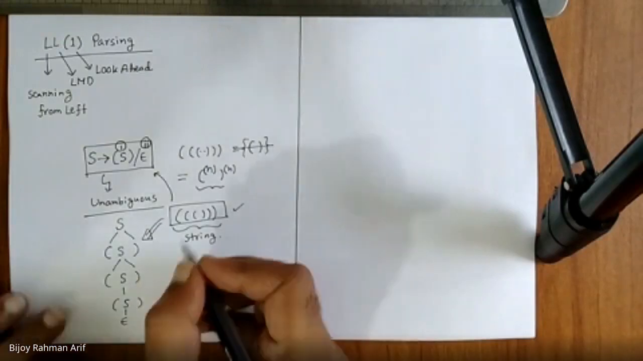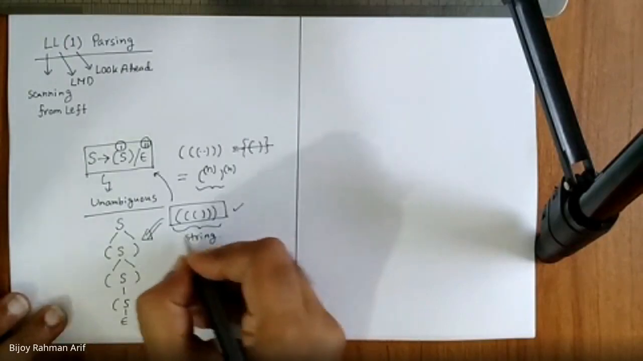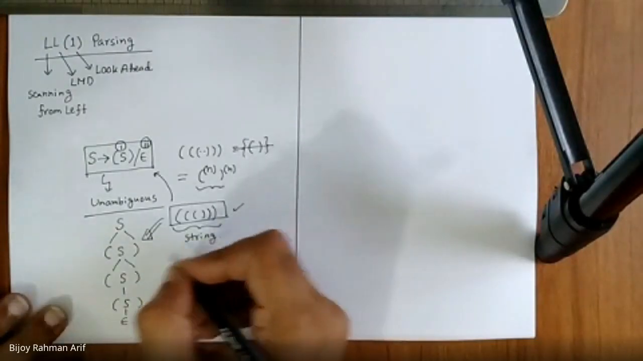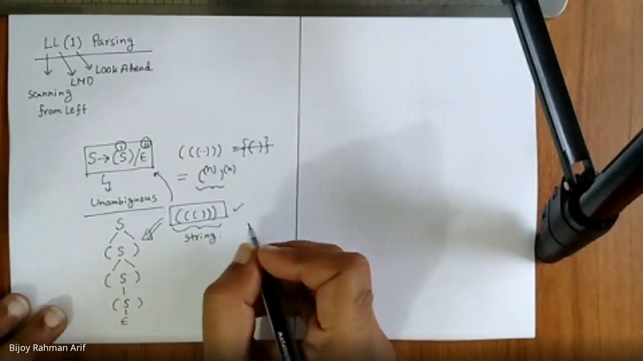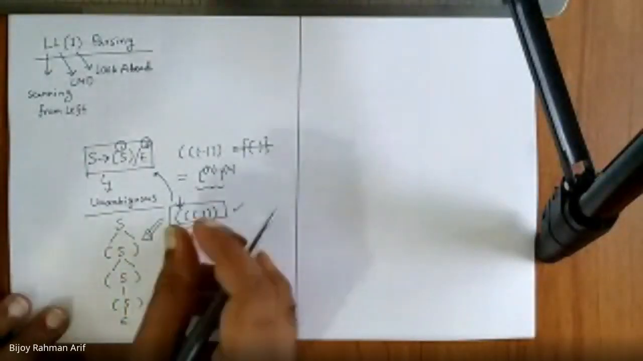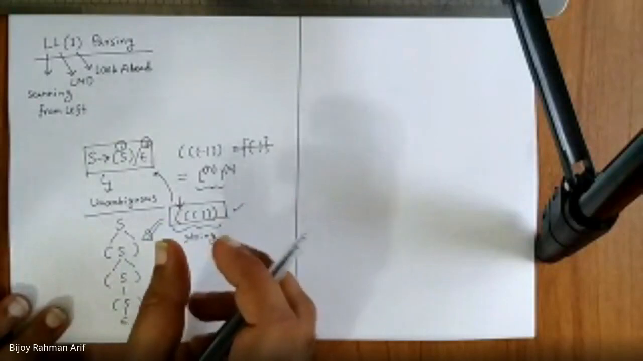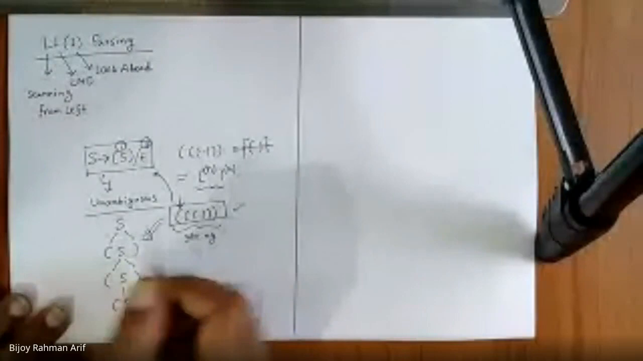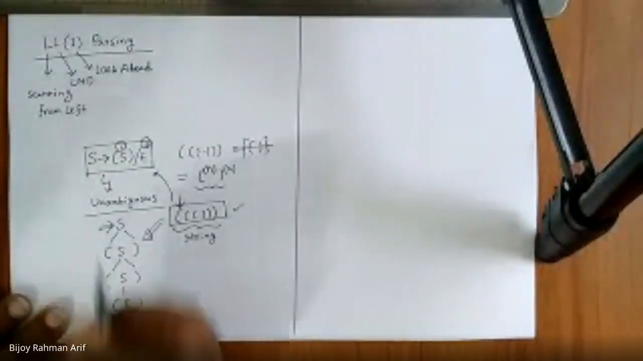So the system would be like this. This is my string. It is already given by the user, as the input. I'm scanning from the left side. So from the left side, what would be the first character I'm seeing here? Open parenthesis. And I have to start from the start symbol. Am I right?